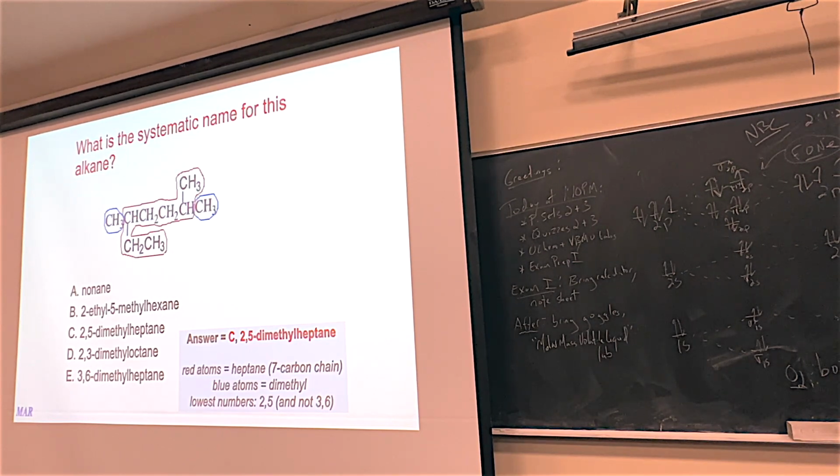7 methyls this way, then you have a 2,5. Lucas, you had a question.